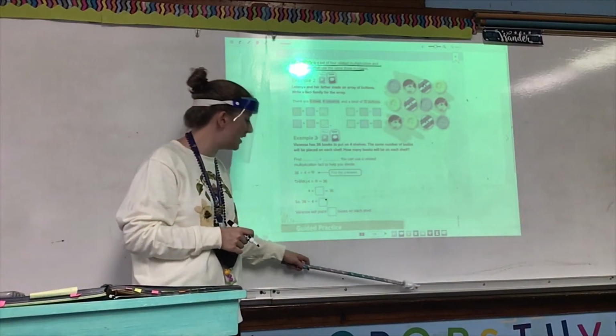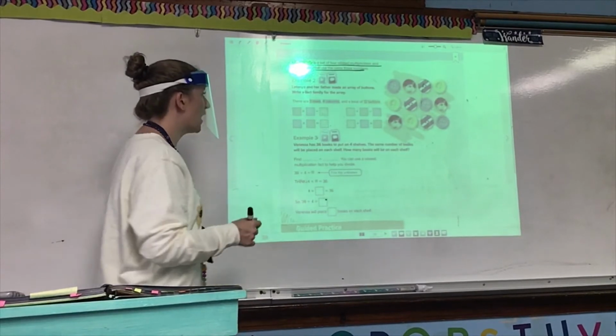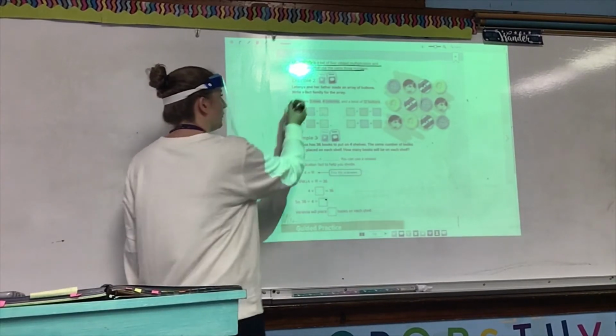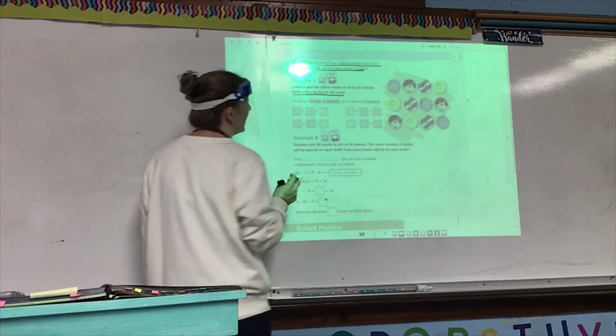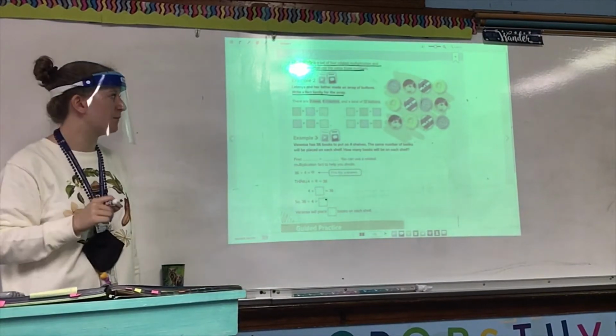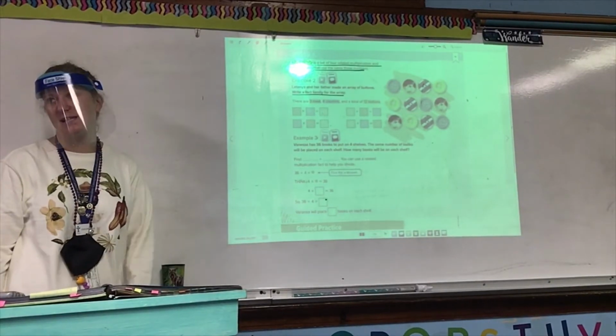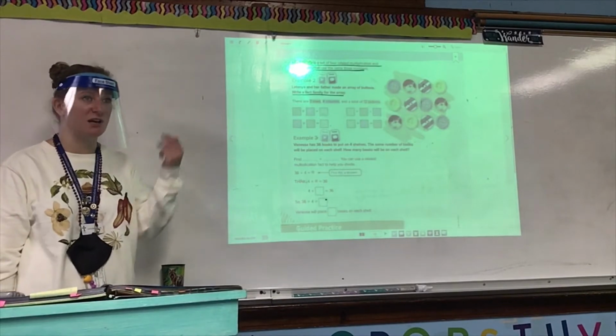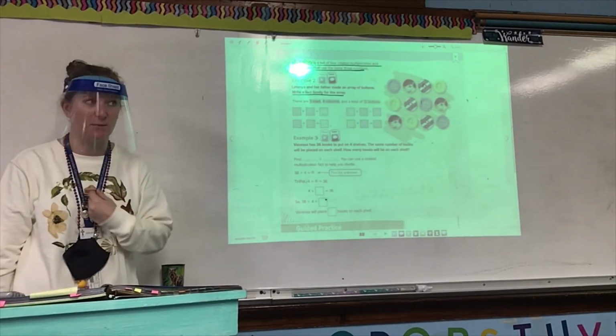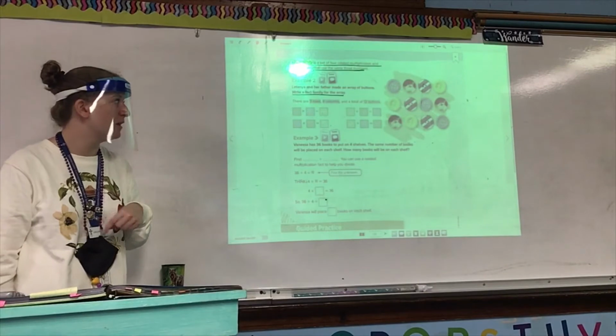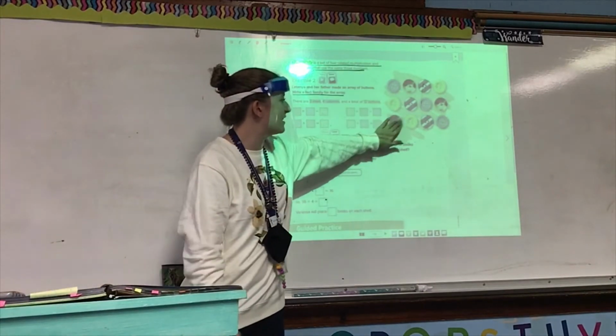And her family made an array of buttons. Write a fact family for the array. So there's our question. We're writing a fact family for an array. We already know our fact family is going to have multiplication and division because we're working with multiplication and division fact families, not addition and subtraction. So now we have to look at this array.